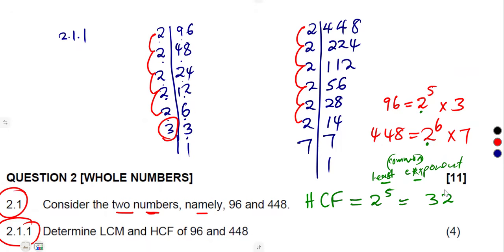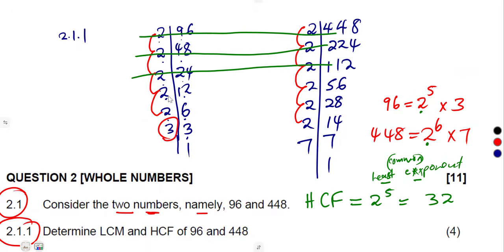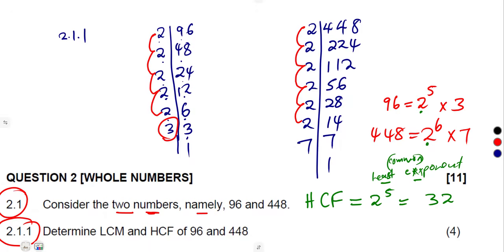Or we can simply take the numbers that are common. As you can see, there is a 2, which is 2 times 2 times 2 times 2 times 2. So they are all made 5. 1, 2, 3, 4, 5. So that is our HCF. It must be common throughout.